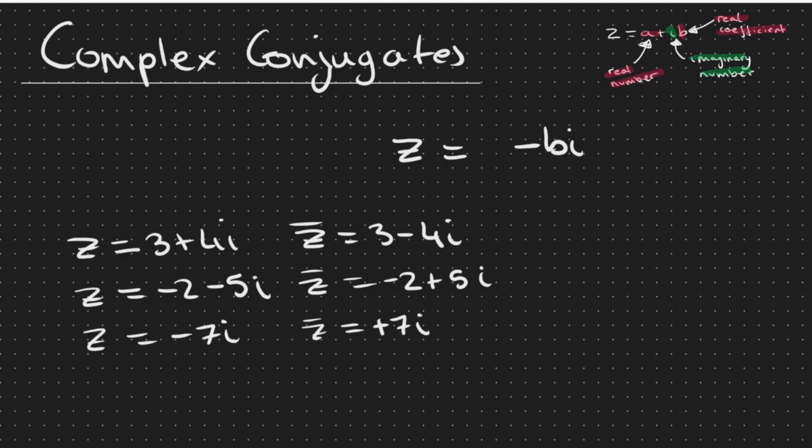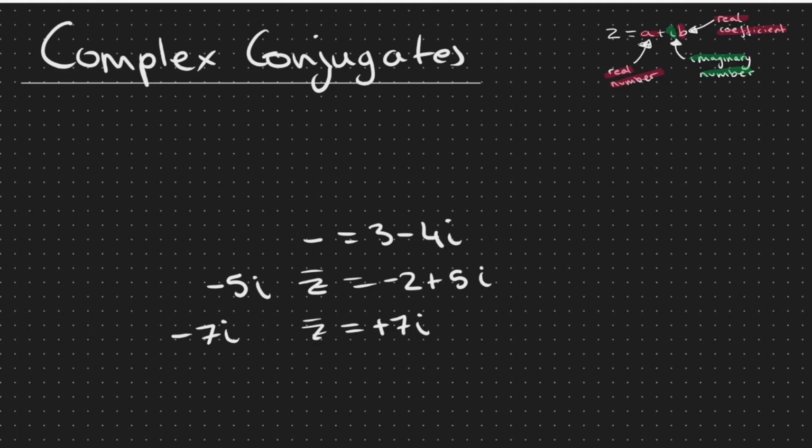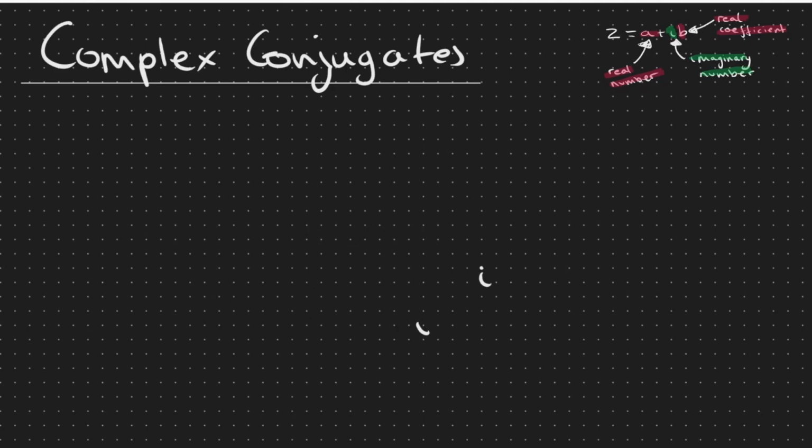Okay, you might ask, this is pretty easy, but why is this useful? Why is the conjugate useful? Now, you might remember how we used it in multiplication and we ended up with a real number, right? So let me show you what happens when we multiply a number by its conjugate. Let's do z times its conjugate.